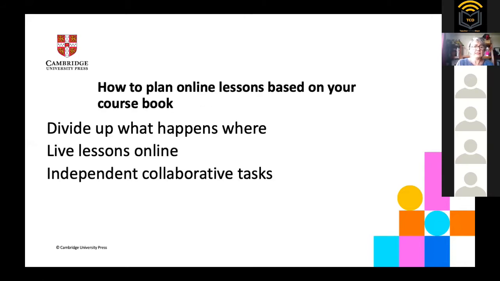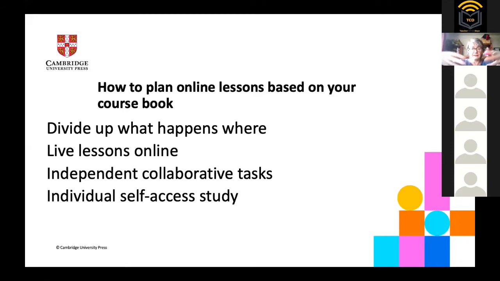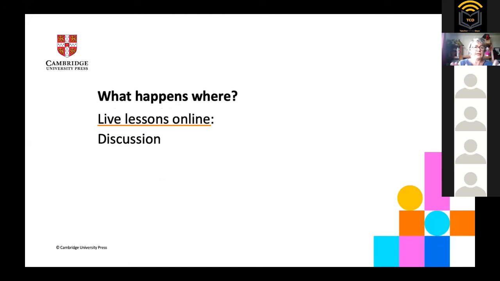So we've got the lessons we teach online, that's number one. Number two is we could set collaborative tasks, so students are working together in pairs or in small groups. And then the third thing would be students working on their own. So you've got the three approaches all together in the online classroom: students working in groups or students working on their own. So what would be happening online?